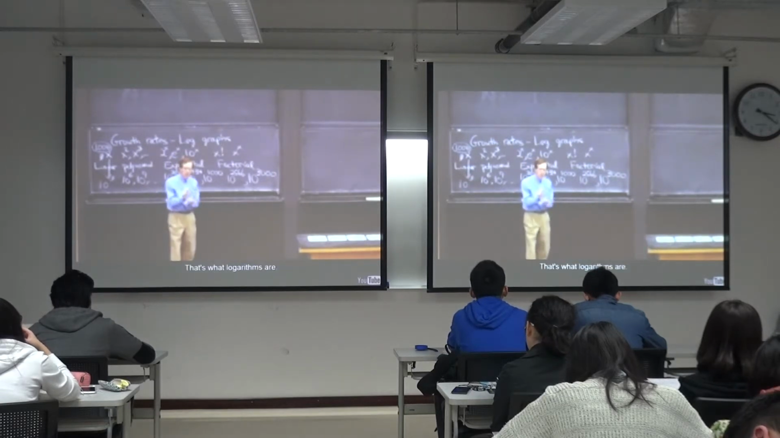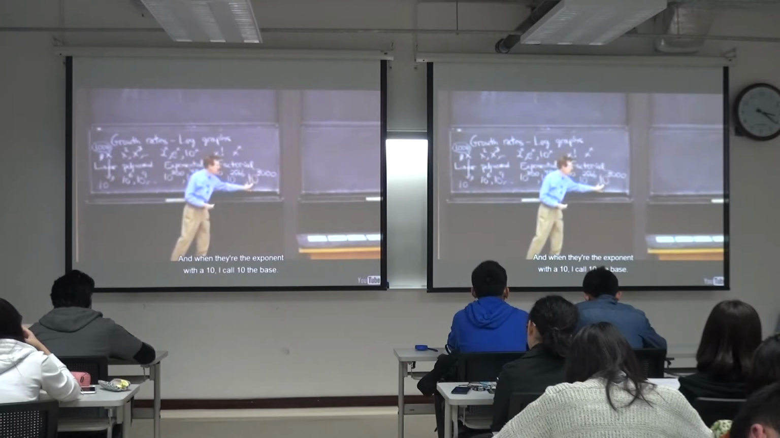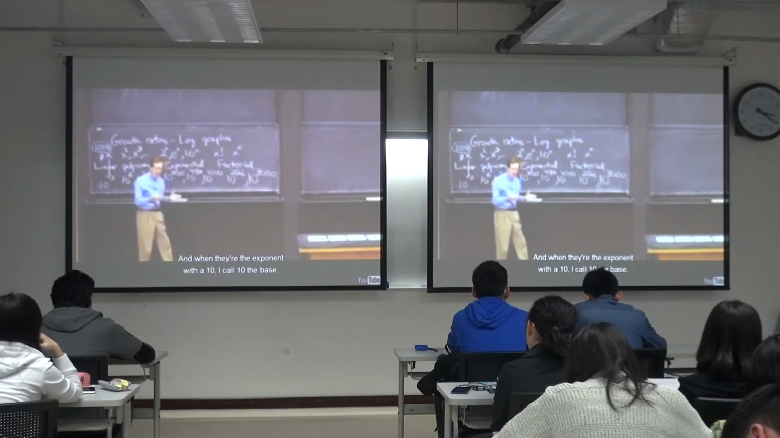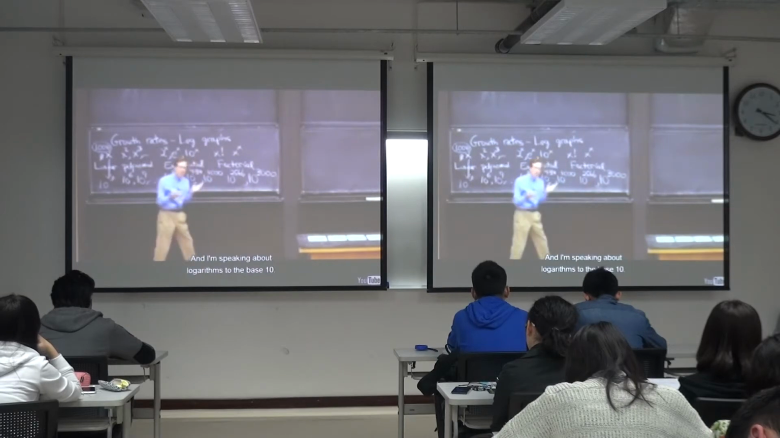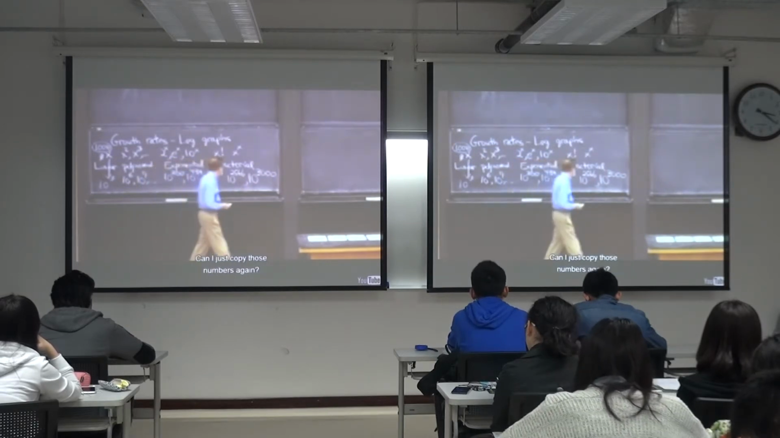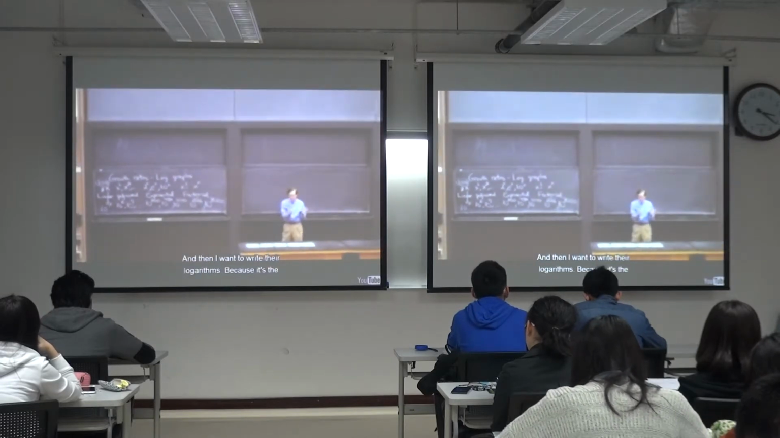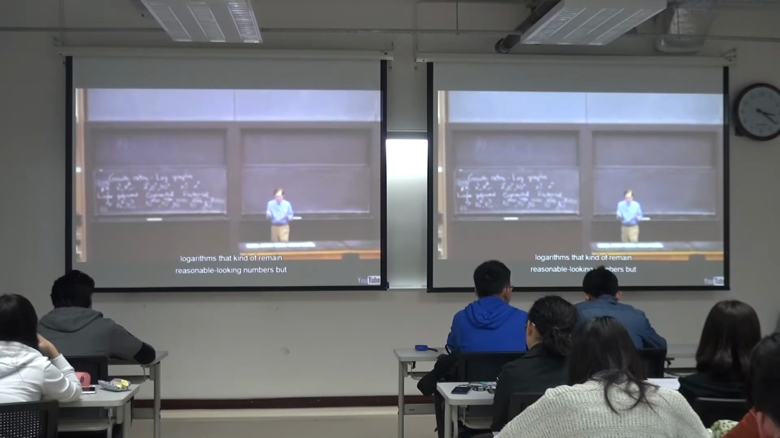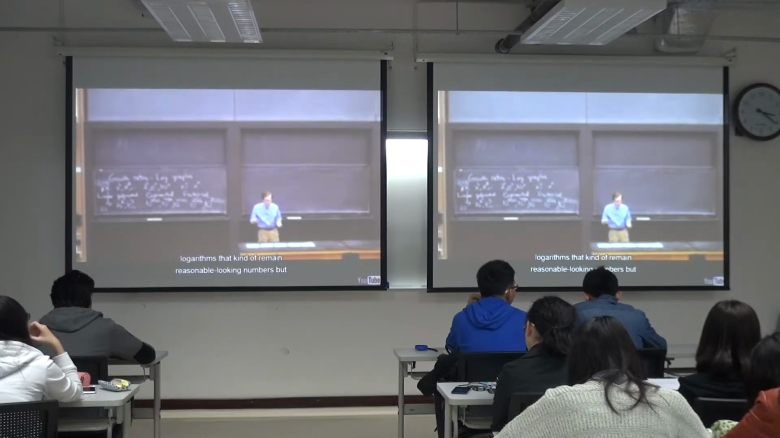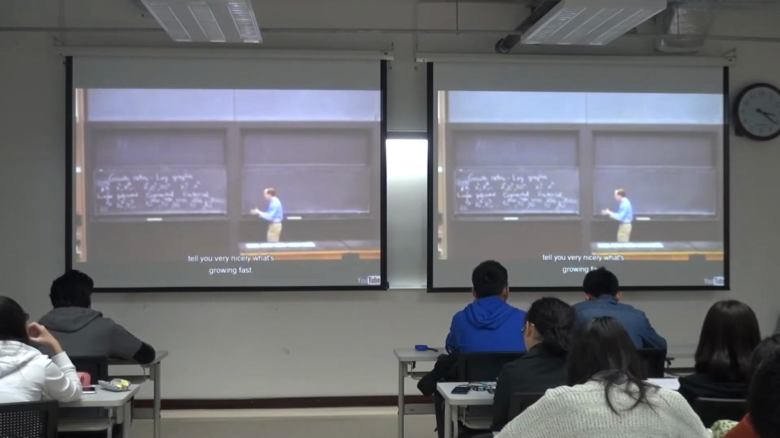That's what logarithms are. They're the exponent. And when they're the exponent with a 10, I call 10 the base, and I'm speaking about logarithms to the base 10. Can I just copy those numbers again? And then I want to write their logarithms, because it's the logarithms that remain reasonable looking numbers, but tell you very nicely what's growing fast.